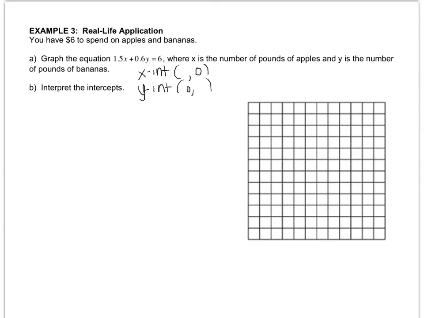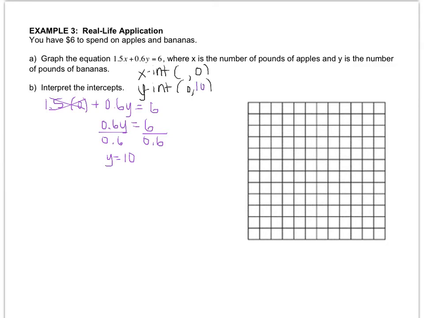So I'll get ready to plug in my values. So let's do 1.5 times 0 plus 0.6y equals 6. So that piece cancels, and I have 0.6y equals 6. When I divide by 0.6, that is 10. So my y value is 10.